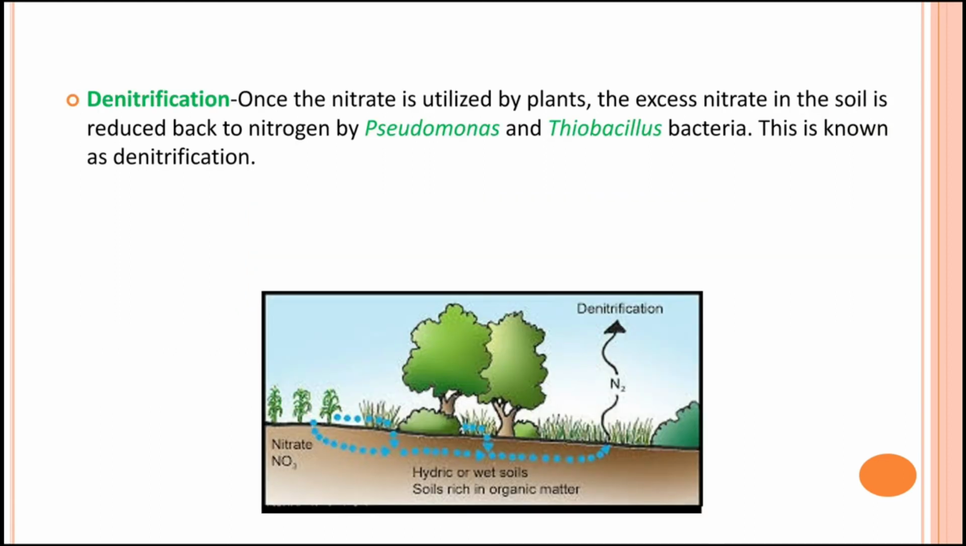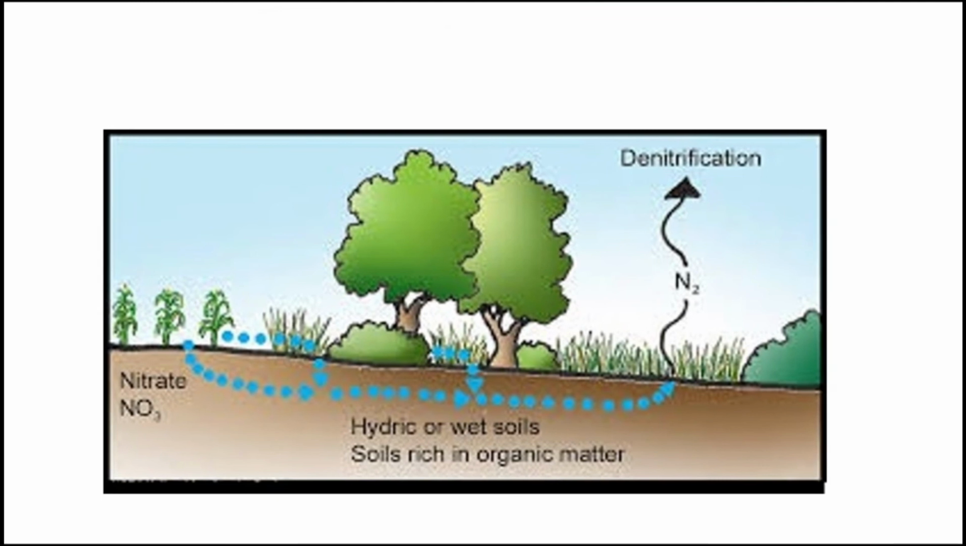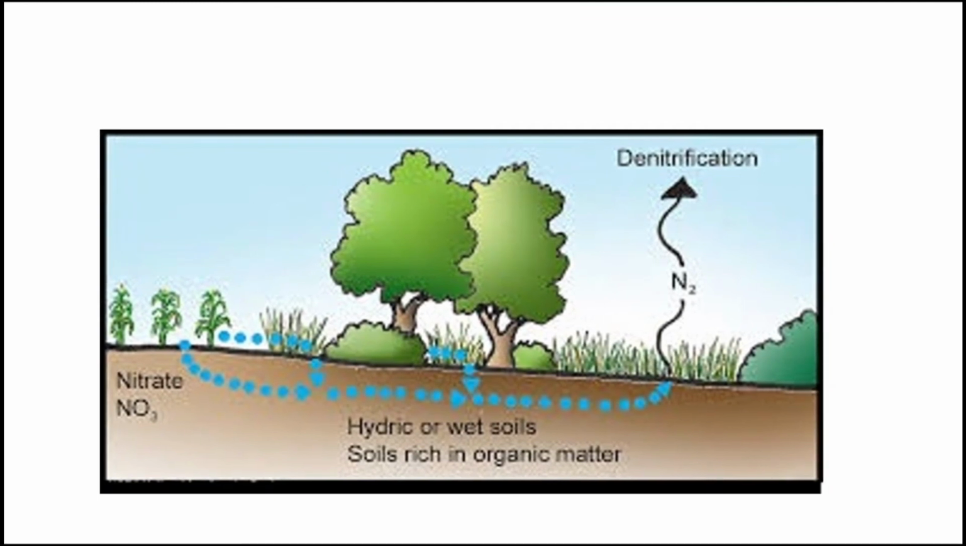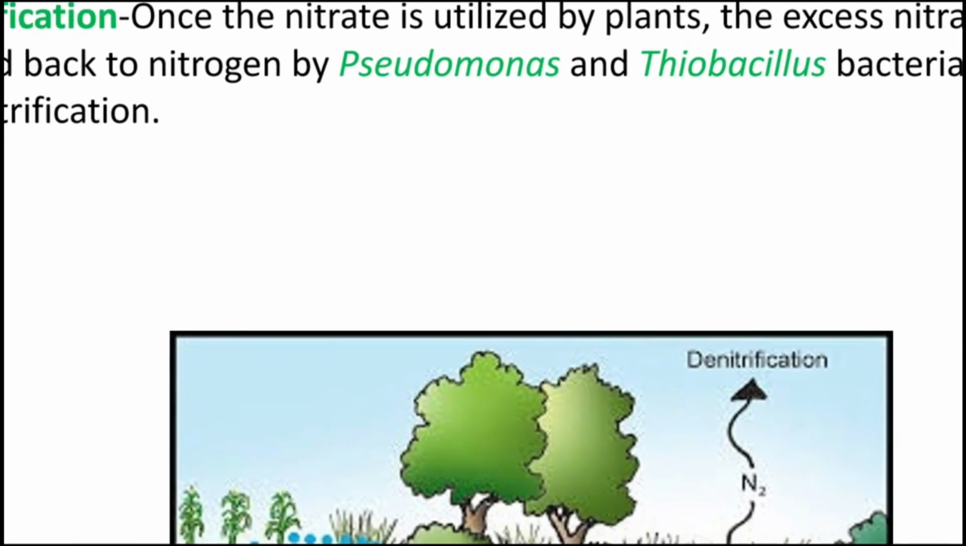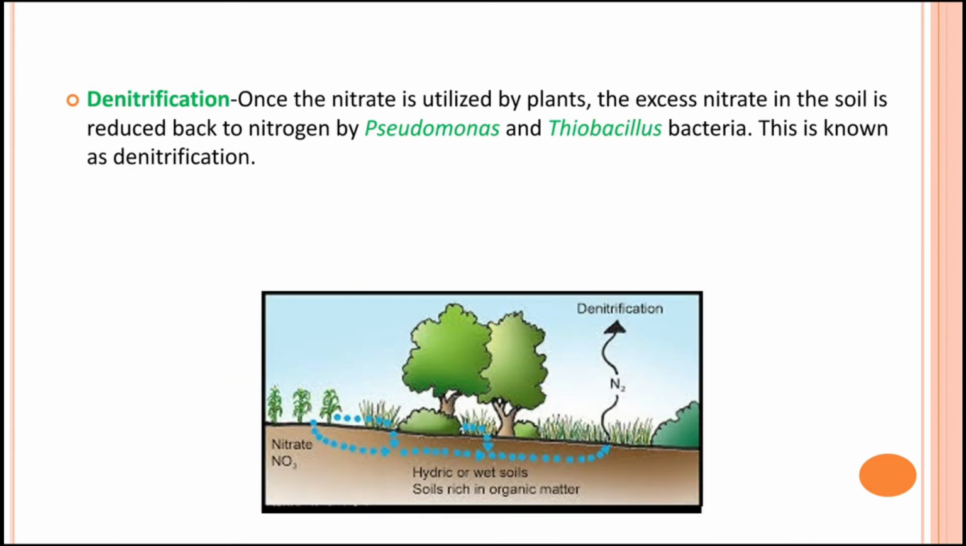The fourth step in the nitrogen cycle is denitrification. So a lot of the nitrates present in soil have been utilized by the plants, but what about the nitrates which have not been utilized by the plants? They are still present in the soil but they are unused. These nitrates undergo a process called denitrification, where with the action of denitrifying bacteria, for example Pseudomonas and Thiobacillus, they get converted back to atmospheric nitrogen. So here you can see the excess nitrates in the soil will be converted back to atmospheric nitrogen with the help of Thiobacillus or Pseudomonas bacteria, and these are the denitrifying bacteria.